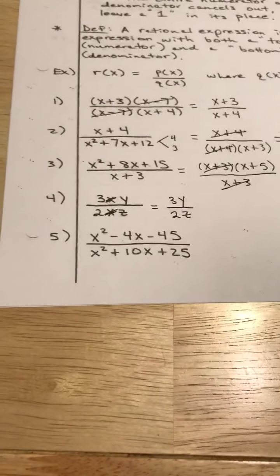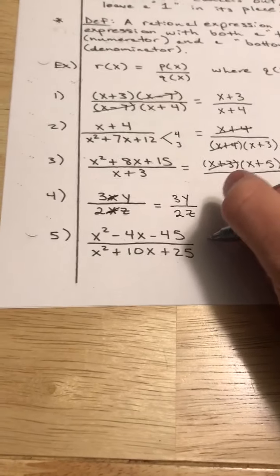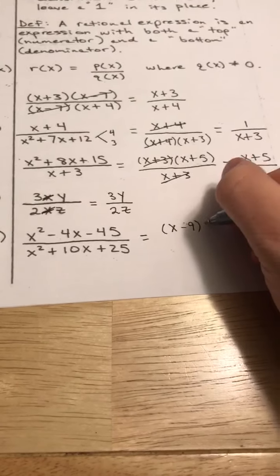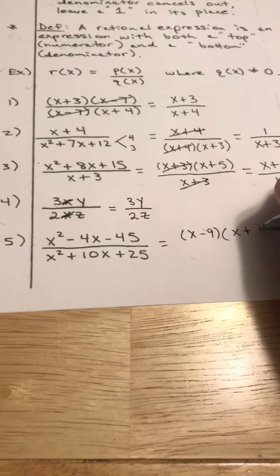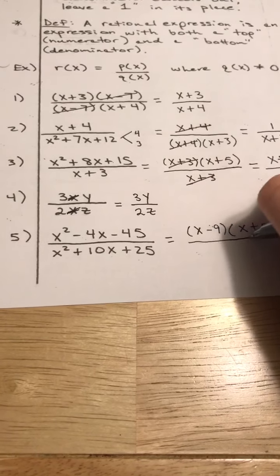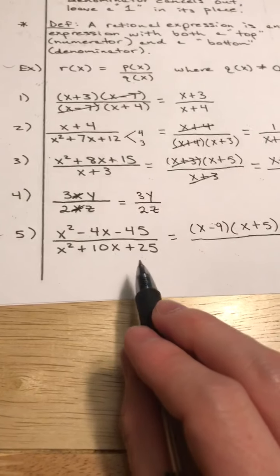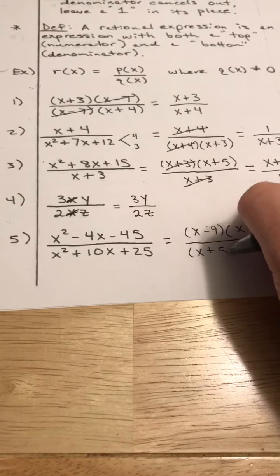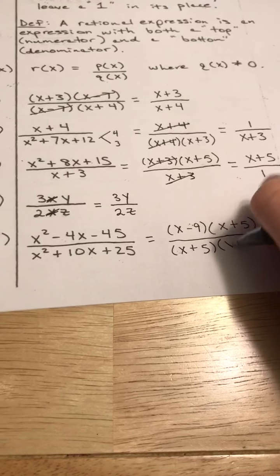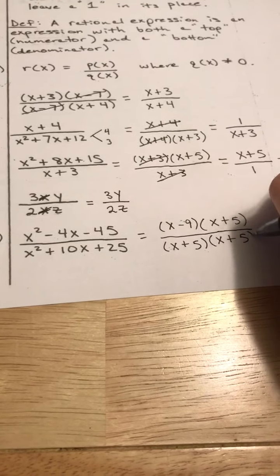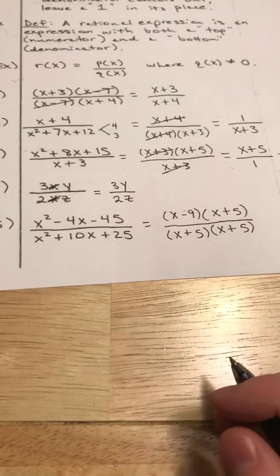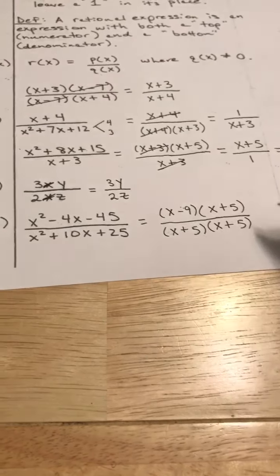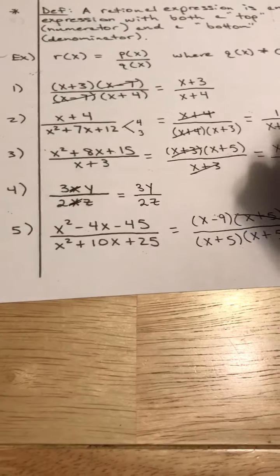All right, let's look at 5. Number 5, I can factor the top as x minus 9 and x plus 5. On the bottom, I can factor this as x plus 5 and x plus 5. Okay, so what matches up on the top and bottom? The x plus 5s. So I can cross those out.